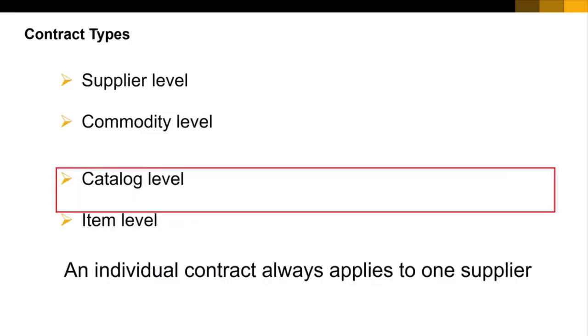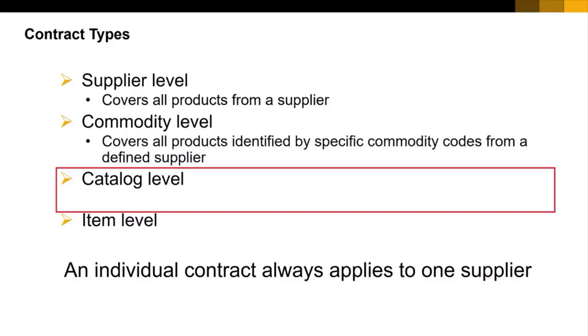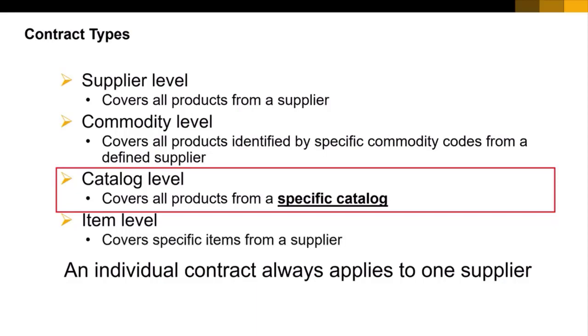So we've previously talked about the different types of contract compliance: supplier level, which covers all the products from a specific supplier; commodity level, which is two-factor compliance based on a specific commodity code or codes for a particular supplier also. Today we will cover catalog level contract compliance, which is again always for one supplier but covers a specific catalog. And we've also talked about item level contract compliance, which is the most granular, where you can actually cherry pick specific items from a catalog or items you create yourselves and actually link that to a particular contract.